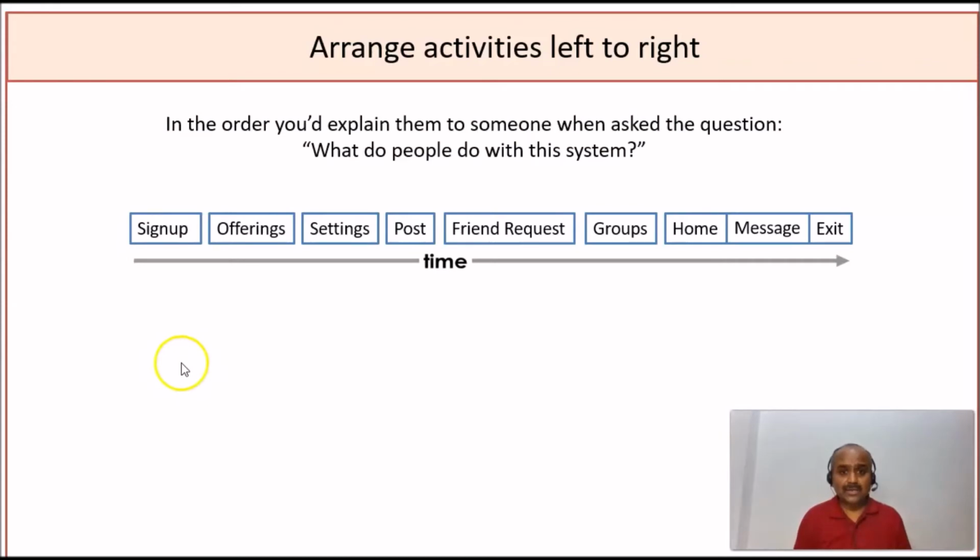Okay, so in order to understand, you will ask the end user to explain, if you log on to my system, what do you do with my system? Okay, so the users will say, I'll sign up, and then I look at the offerings I have for me. I should be able to change my settings. I should be able to post based on the offerings that are available to me, and then I should be able to send a friend request. I should be able to see the groups around me and join. And I want to see my home page. I should be able to message to people in private, and I should exit. So this is one user journey that we have taken.